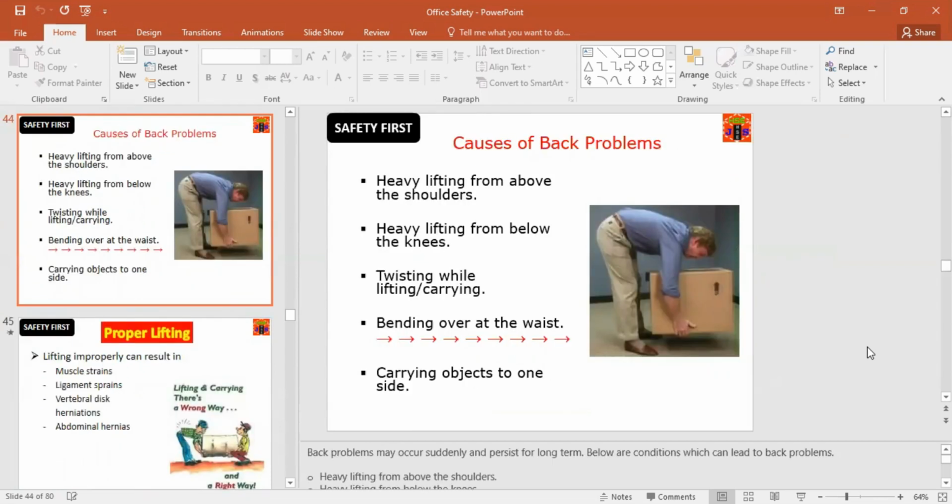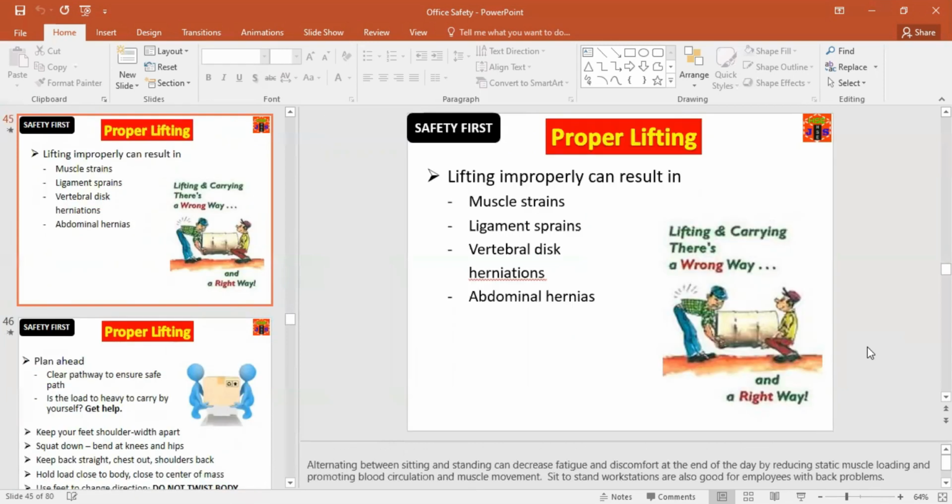Let us look at the causes of back problems. Heavy lifting from above the shoulders, heavy lifting from below the knees, twisting while lifting or carrying, bending over at the waist, and carrying objects to one side. Lifting improperly can result in muscle strain, ligament sprains, vertebral disc injuries, and abdominal hernias.